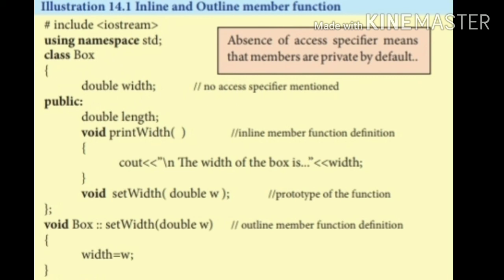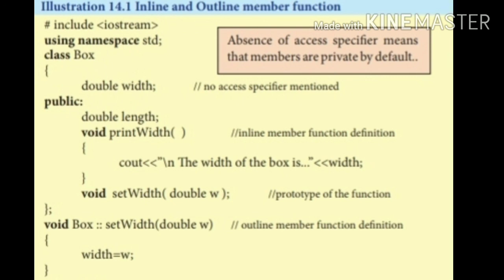Okay, and then declare the public access specifier. After the access specifier, we should put the colon, otherwise an error can occur. Okay, and then another variable is declared, that is length, and then a member function is declared, that is void printWidth(). Here within printWidth(), one statement is given, that is cout width is displayed, and then void setWidth(), where one parameter is passed, double w. w is the variable, double is the data type. Okay, and then the class is terminated using a semicolon.